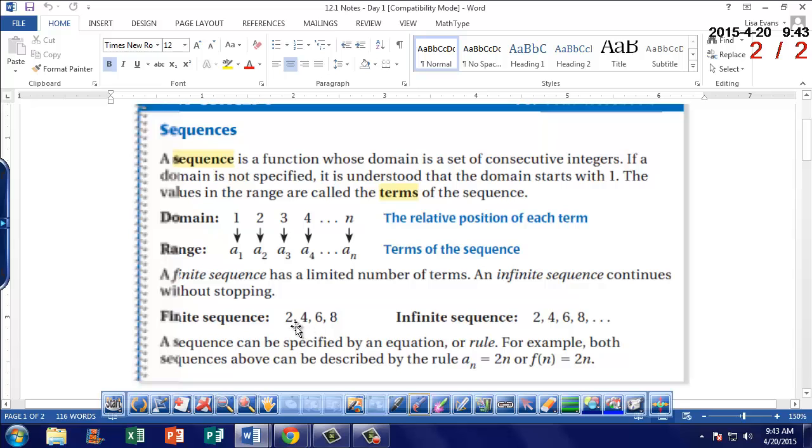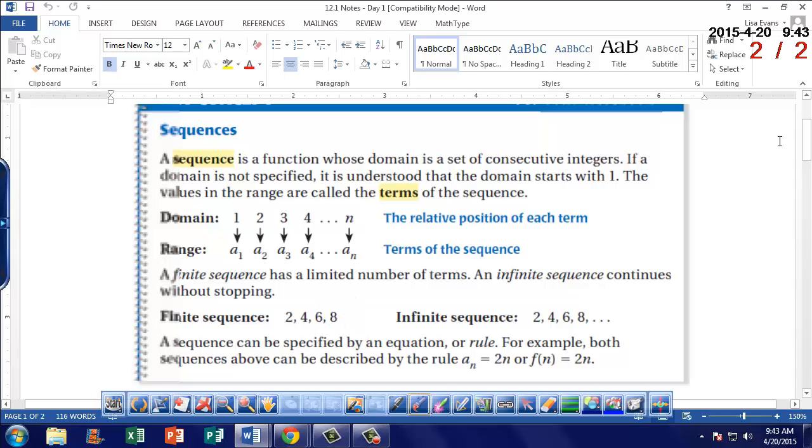So if I take a look at this, this would be considered the terms of my sequence, 2, 4, 6, 8. There's no dot, dot, dot, so our sequence stops at 8. This is an infinite sequence, and it goes 2, 4, 6, 8, and continues on forever. So 10, 12, 14, 16, keeps on going. Like I said, both of these are the terms, and that would be considered the range. The domain is saying this is our first term, this is our second term, our third term, our fourth term.